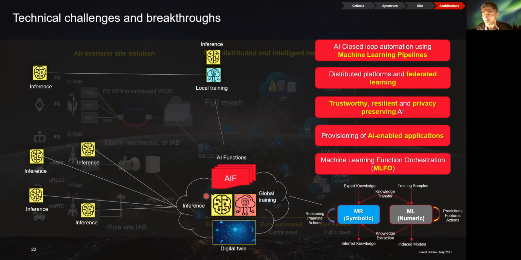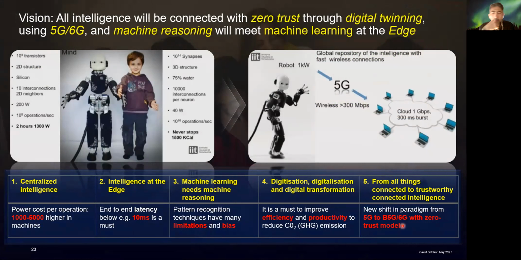And ultimately, what we are expecting here is that the machine learning functions will collaborate with machine reasoning functionalities, as illustrated on this slide. So, just as a summary, my vision is that artificial intelligence, in terms of machine learning, will definitely meet machine reasoning, and that will happen at the edge of the network.